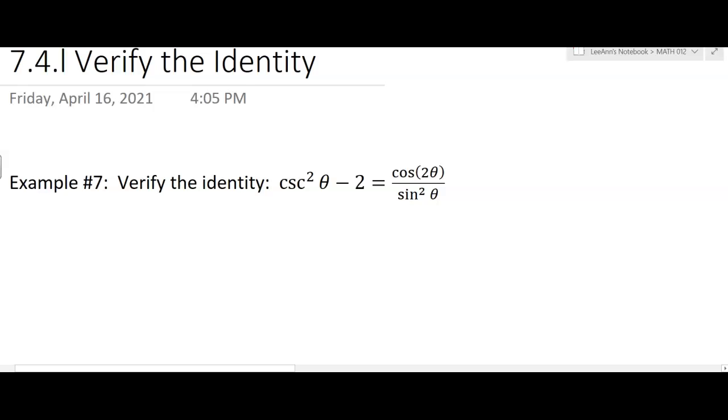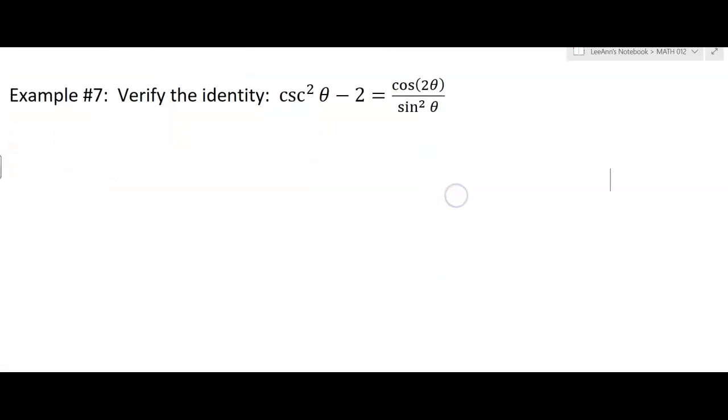Okay, so we're going to verify the identity, which is the same thing as proving an identity. So I'm looking at it and I'm saying, well, which side do I think is more complicated? And see how on the right I have a 2 theta, but on the left I only have a theta. So I'm trying to get one side to look like the other. It's going to be easier for me to get rid of that 2 theta than it would be to get a 2 theta inserted, I guess.